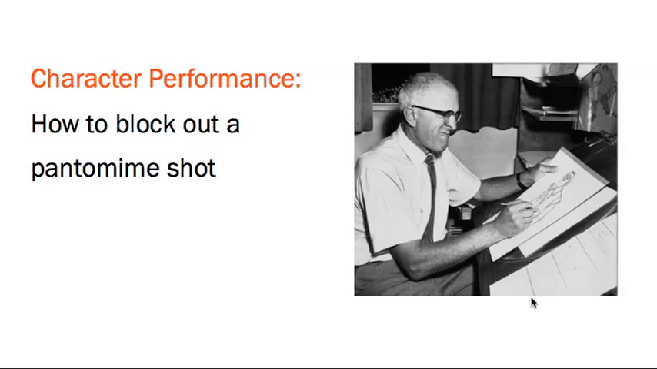Okay, so now let's talk about how you get into the idea of character performance, and specifically how you would go about blocking out a pantomime shot. Essentially, when I'm talking about blocking out a shot, I mean, how do you begin? How do you get your main poses figured out so that your animation process runs smoothly and efficiently?